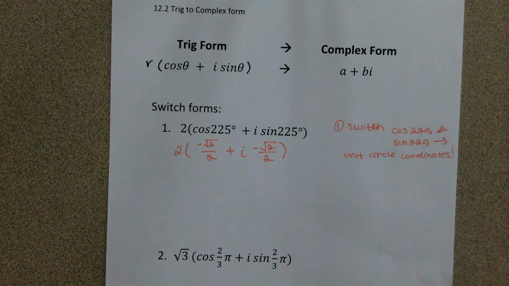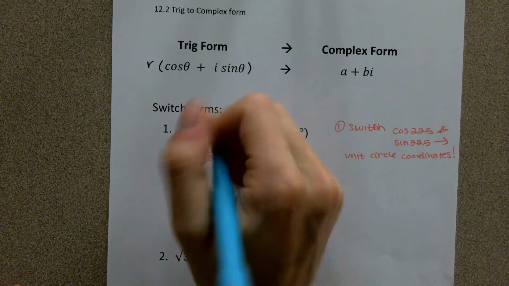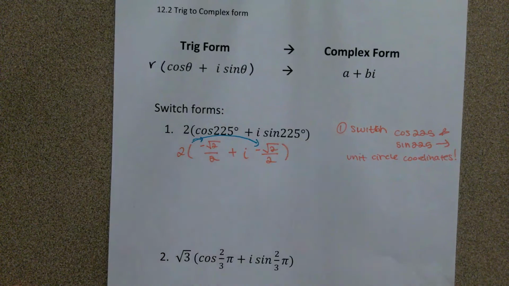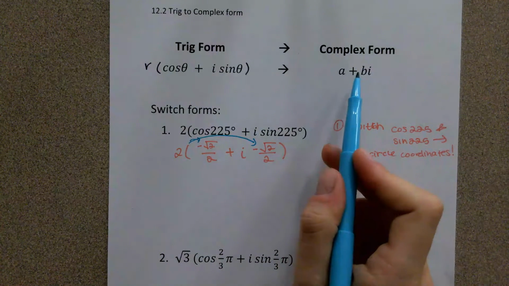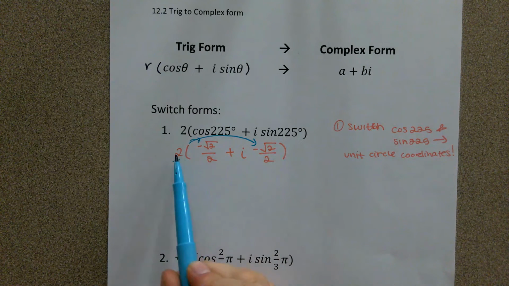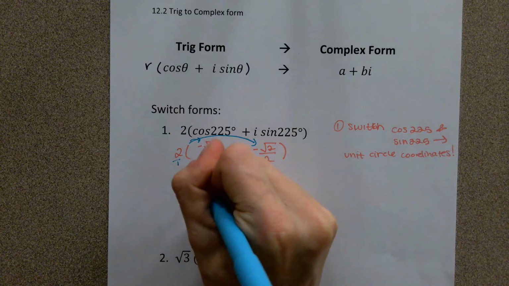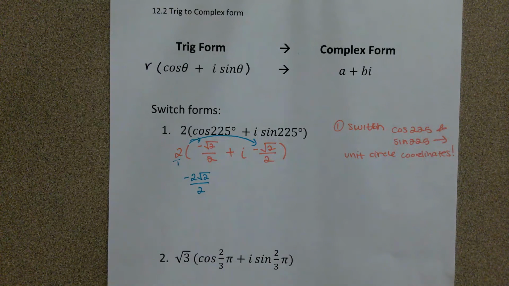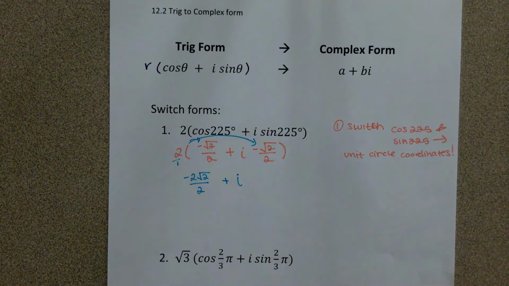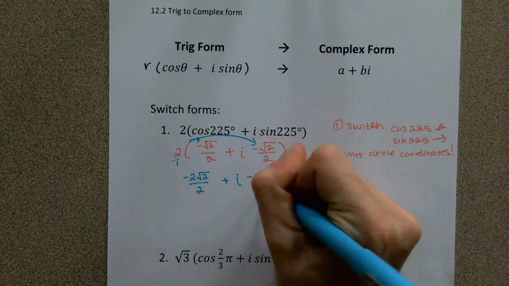Okay, and then in order to get rid of this little r that we have out in front, we're going to go ahead and distribute this through to both terms inside of our parentheses so that it looks more like this. So remember, this 2 is technically over 1. When we multiply tops, we multiply bottoms, so this is going to turn into negative 2 square root 2 over 2 plus, I'm going to just leave the i in front for this very moment, we will move it to the back, i times negative 2 square root 2 over 2.